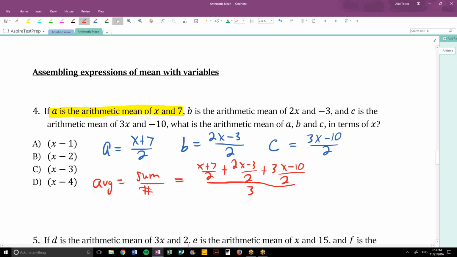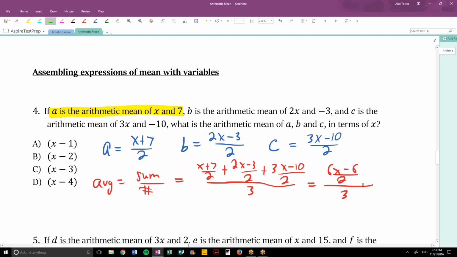To simplify, we combine our like terms on the top. We have 1, 2, 3, 4, 5, 6, so we have 6 x's. And we have 7 minus 3, which is 4, minus 10. 7 minus 3 is 4, and 4 minus 10 is negative 6. So 6x minus 6 all over 2, and that's all over 3.